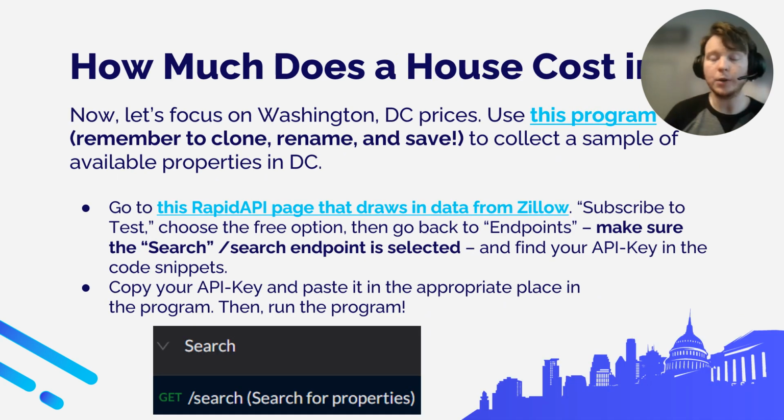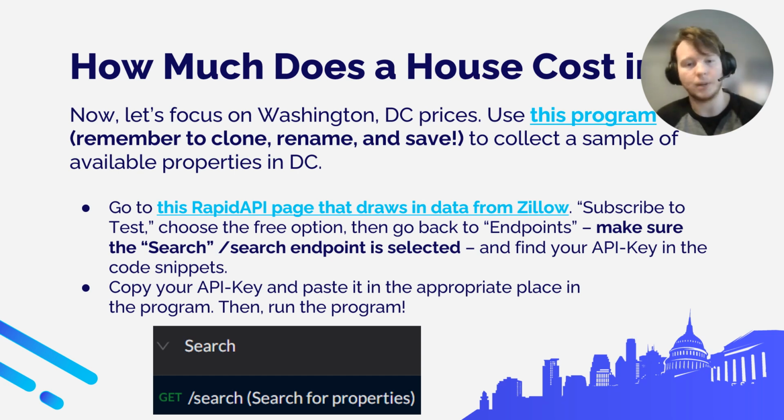So now we're going to focus in on Washington, D.C., sitting right between Maryland and Virginia. Students are going to use a program that is linked in this slide. This is an EduBlocks program like the ones that they've used before. And they're going to collect a sample of available properties in D.C. They can do this by going to that Rapid API page that is linked here. That's going to draw in data from Zillow.